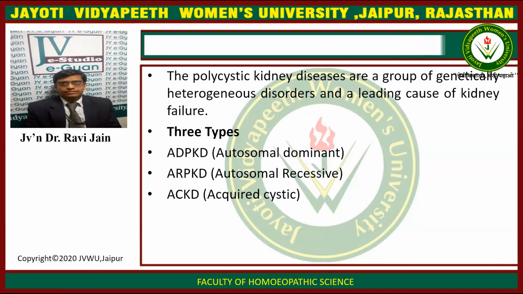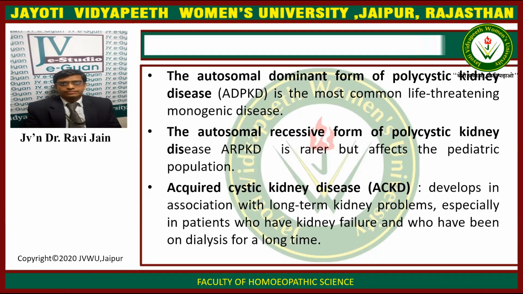It is of three types depending upon the genetic factors: ADPKD, that is autosomal dominant, ARPKD, that is autosomal recessive, where PKD is polycystic kidney disease. So AD is autosomal dominant PKD, AR is autosomal recessive PKD, and ACKD is acquired cystic kidney disease.